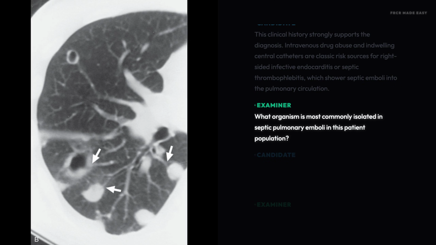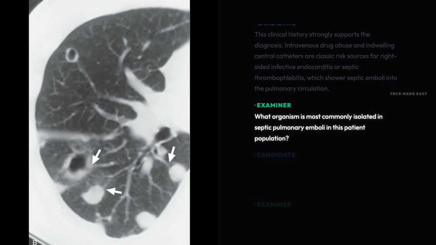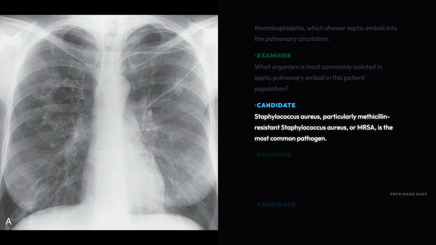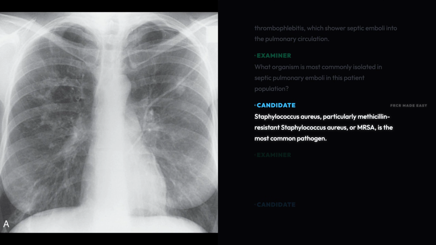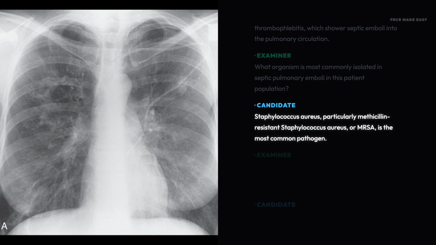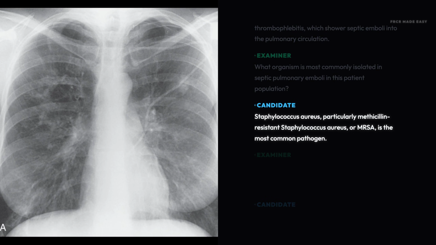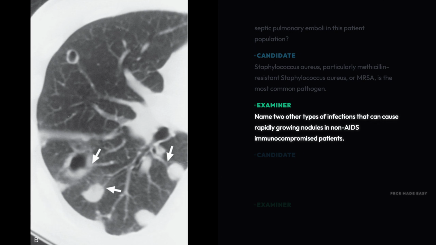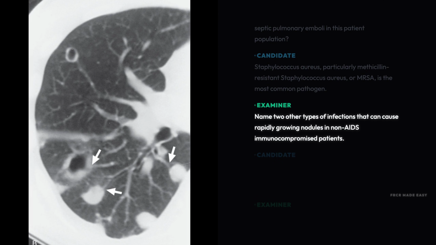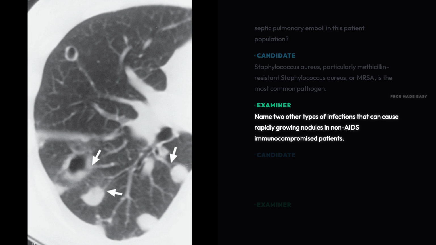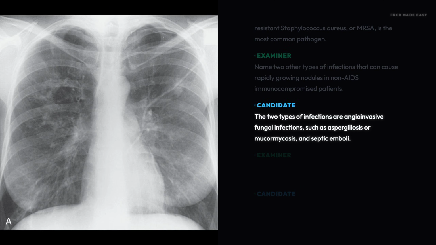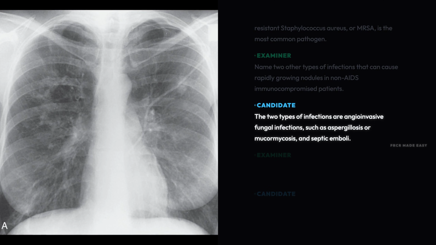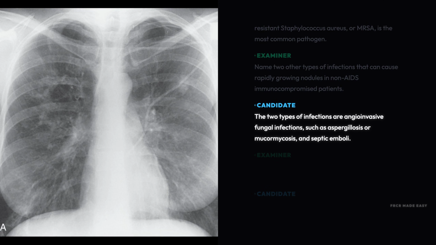What organism is most commonly isolated in septic pulmonary emboli in this patient population? Staphylococcus aureus, particularly methicillin-resistant Staphylococcus aureus, or MRSA, is the most common pathogen. Name 2 other types of infections that can cause rapidly growing nodules in non-AIDS immunocompromised patients. The 2 types of infections are angioinvasive fungal infections, such as aspergillosis or mucormycosis, and septic emboli.